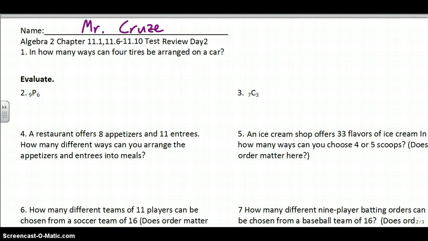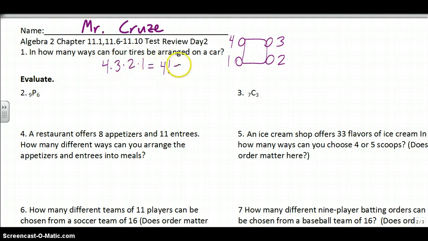So, here we go. In how many ways can 4 tires be arranged on a car? Well, you're just kind of putting things in a line, right? If you think about a car, there are 4 tires. In the first spot, I could put any of the 4 there. But once I put 1 on that, there's only 3 left for the next one. And again, only 2. And finally, the last one only has 1. So one way you can think about this is 4 times 3 times 2 times 1, which is the same as 4 factorial, which is 24. There are 24 ways that those tires can be arranged on the car.